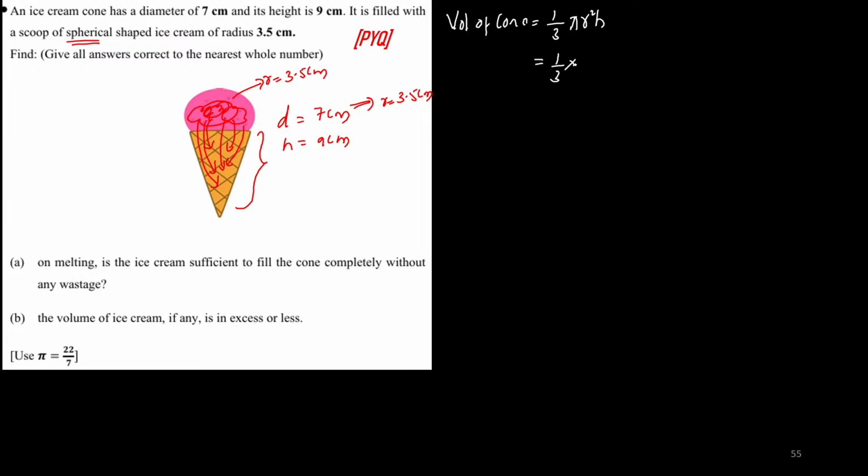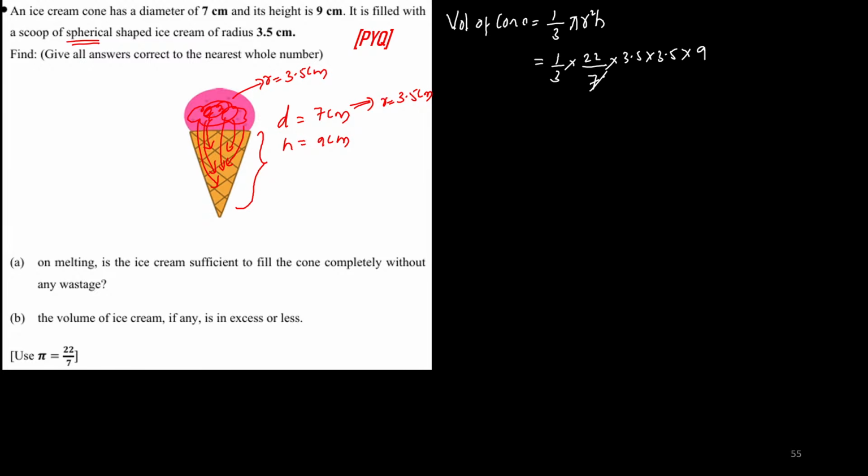1 by 3 pi. Have they given to take pi as something else? Yes, they have given just 22 by 7, I can take that. Even if they have not given it, I have to take pi as 22 by 7 only. Pi is 22 by 7 into r square, that is 3.5 into 3.5 into height. Height is nothing but 9.